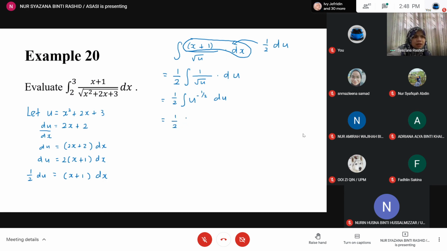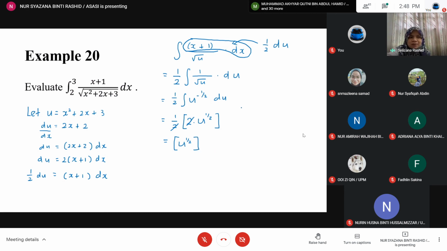Okay. Negative half plus 1 is half. So half divide by half dia akan jadi darab 2. Okay, u half. Okay, I can cancel this. So what left is, kalau boleh pemudah, pemudahkan. So u power half. Okay.